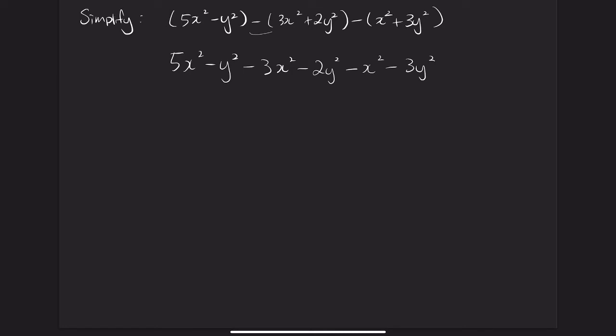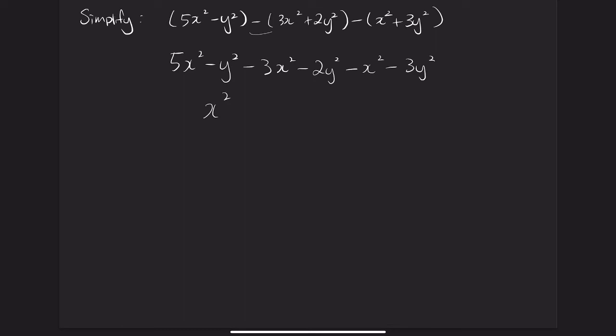So first off with the x² term, I have 5x² − 3x² − x². So 5 minus 3 minus 1, that's 1. So we have x².